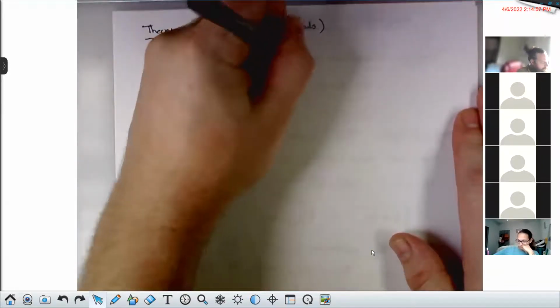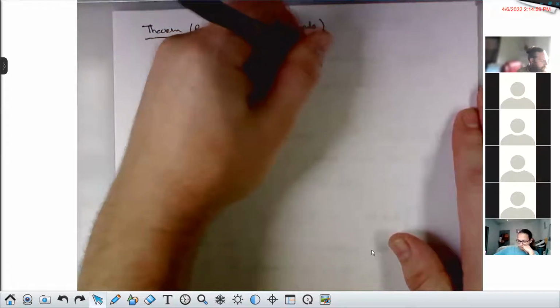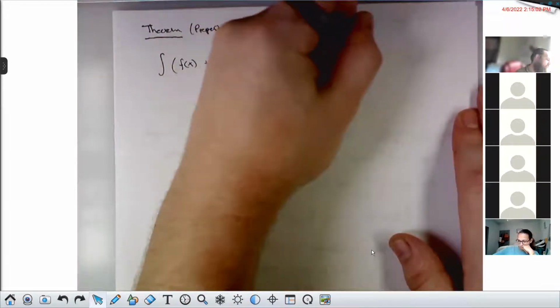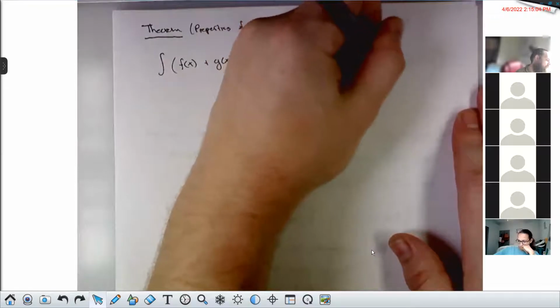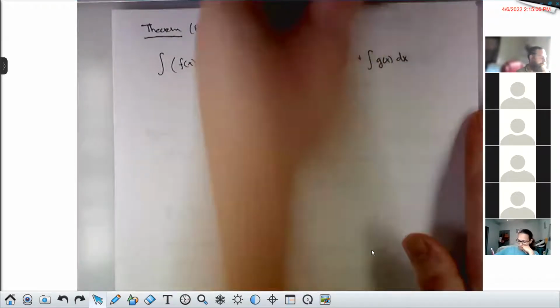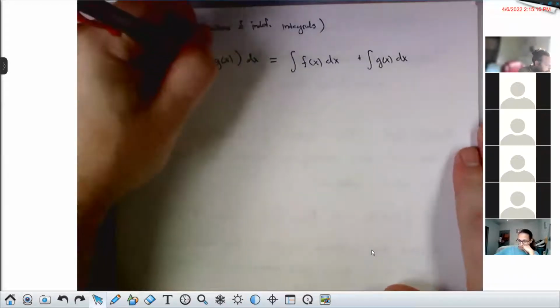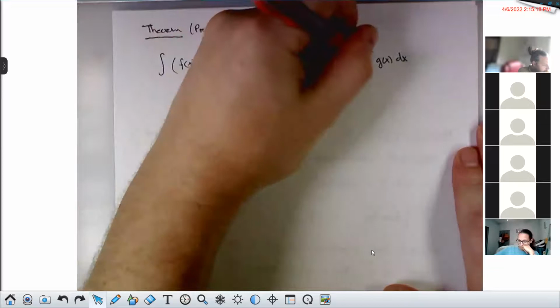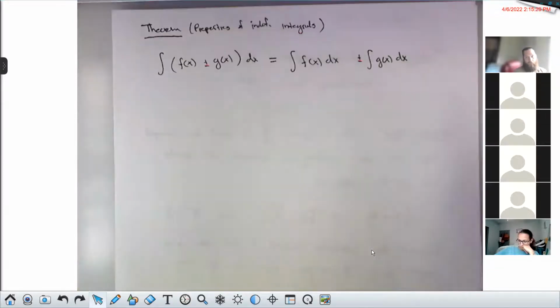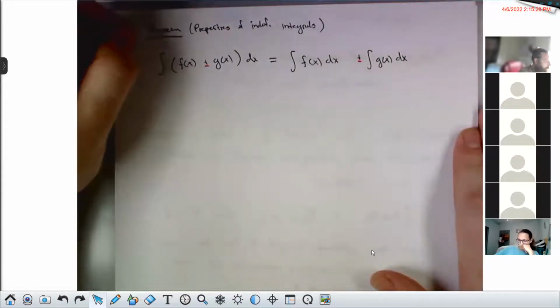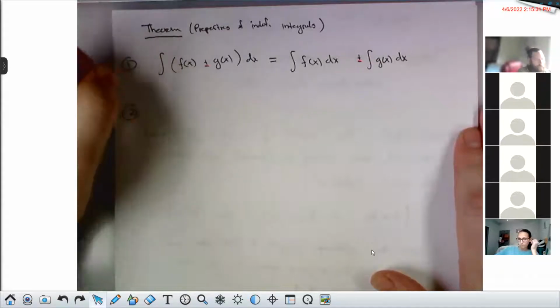What this means is that indefinite integrals can be split up over addition like this. And this really is the nicer notation for describing that result. And as with so many things, if it works for plus, it works for minus. I'll call this property 1. You can guess what's coming next.